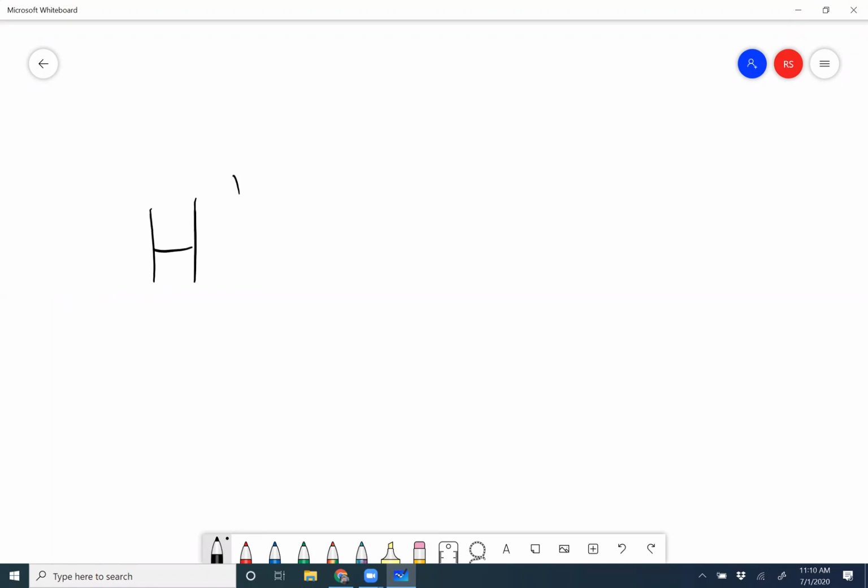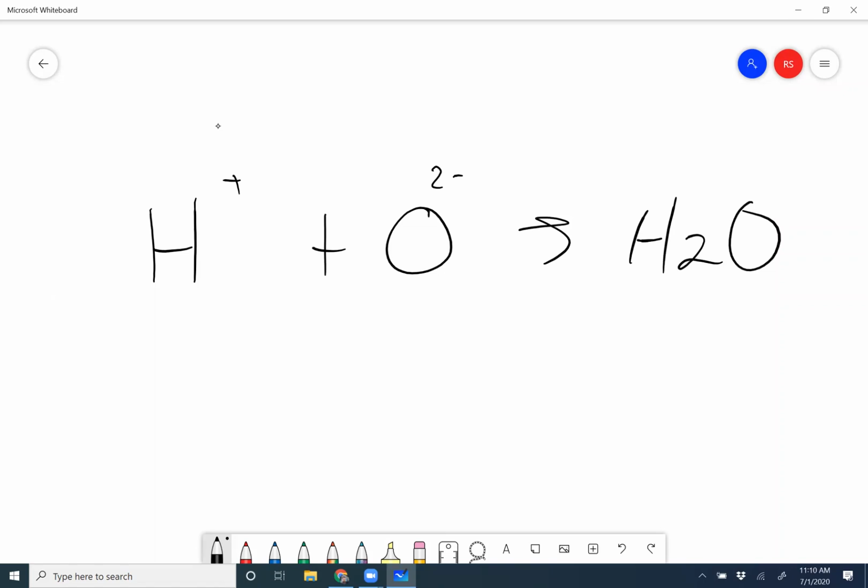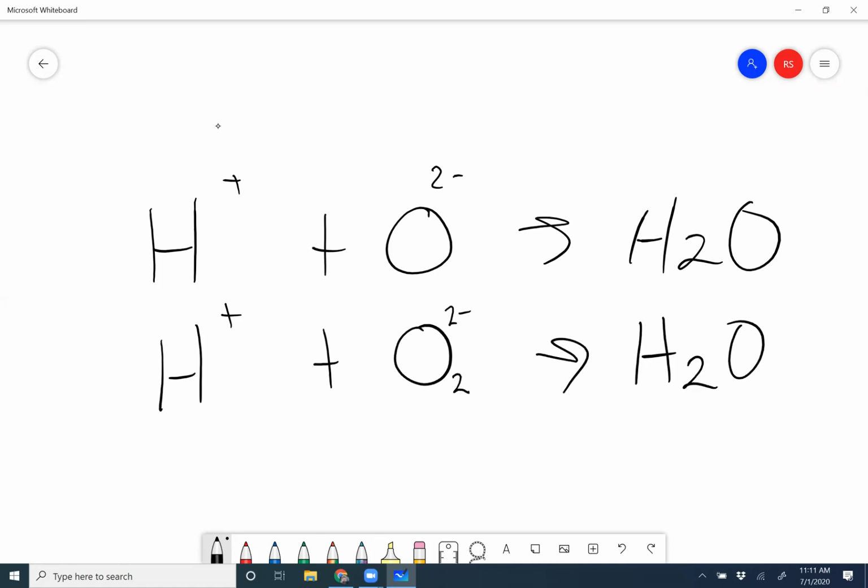Hydrogen is usually +1. And then if we add oxygen, that's usually -2. And of course, this gives us water. Water is not an ionic compound, but for demonstration purposes, we're going to use that. Well, there is a polyatomic ion called peroxide, which is actually O2 and has a -2 charge as well, at which point you get hydrogen peroxide, which looks like this.